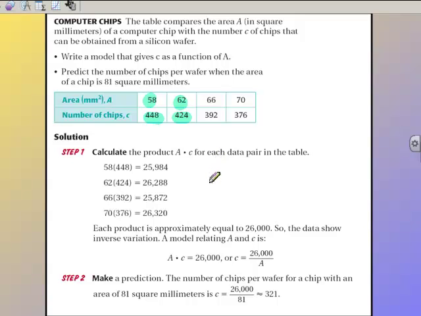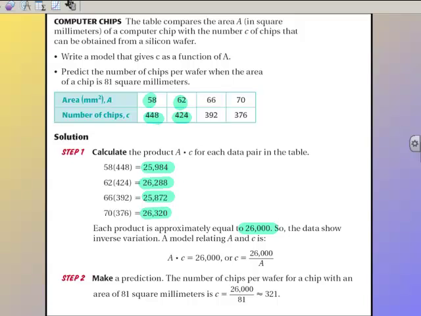So we're going to calculate this product. We're just going to multiply A with C. This would be like our x and y. If we look at these values, we multiply 58 with 448, and we get 25,984. And then for the next ordered pair, 62 and 424, and so forth and so on. And they're all hovering around the same number. It's all approximately 26,000. So it looks like we could estimate our a, lowercase a, our constant of variation, as being 26,000.